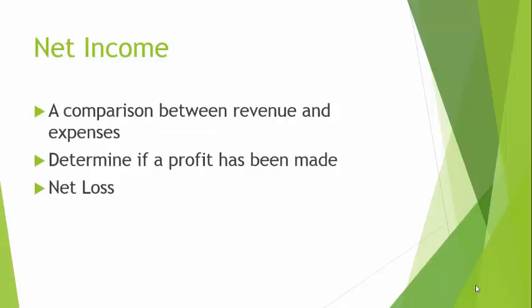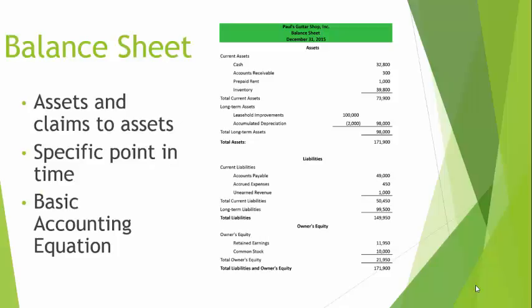Net income is a comparison between revenue and expenses. It is the amount by which revenues exceed expenses. It determines if a profit has been made. If expenses exceed revenues, profit has not been made and it is called a net loss.